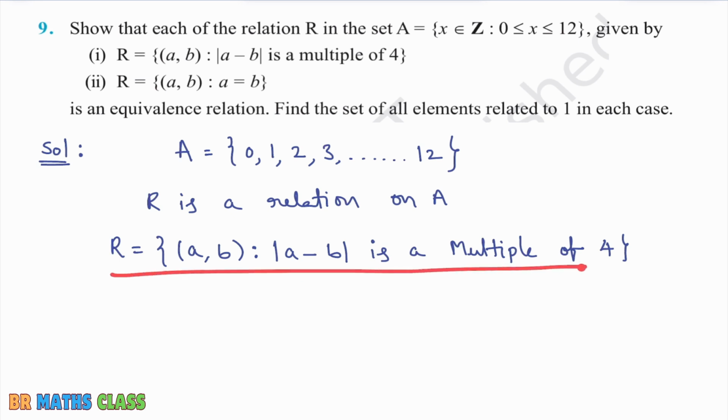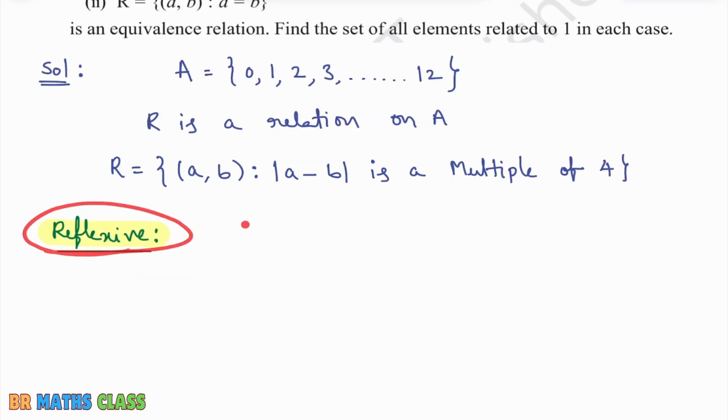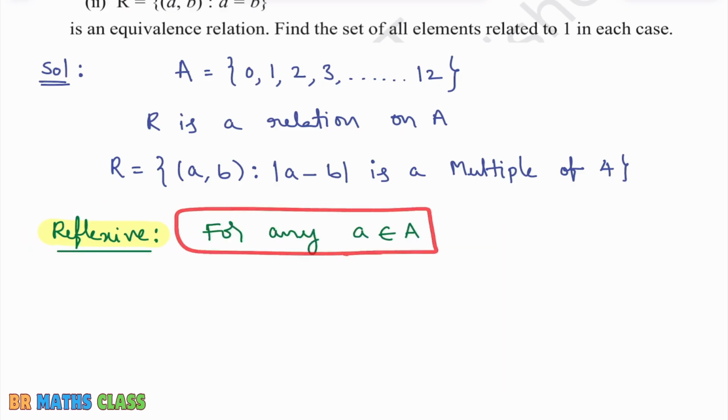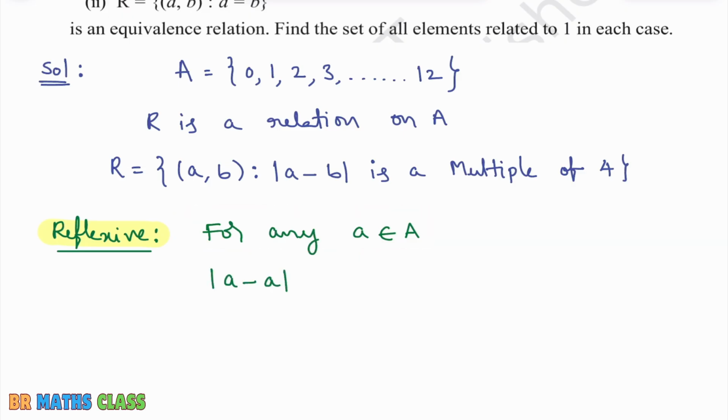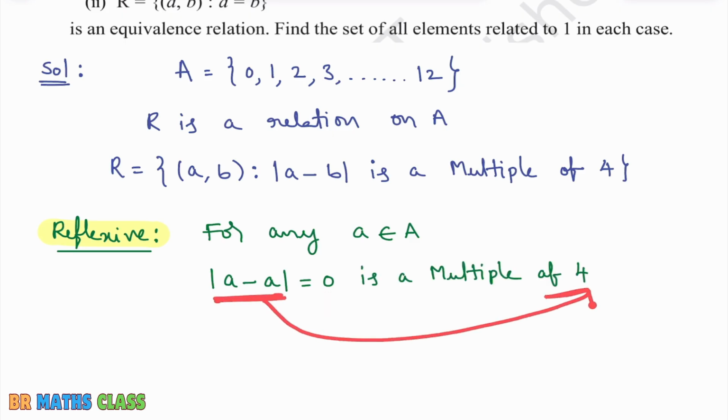For that, first we will check the reflexive condition. When we say a relation is reflexive, for every x in set A, the ordered pair (x, x) belongs to the relation. Here, in place of x, I'll take a. For any a in set A, I'll check whether modulus of a minus a is a multiple of 4 or not. a minus a is 0. Modulus of 0 is 0. Is 0 a multiple of 4? When I write 0 as 4 times some integer, as we know 0 is an integer, 4 times 0 is 0. So, modulus of a minus a is a multiple of 4.